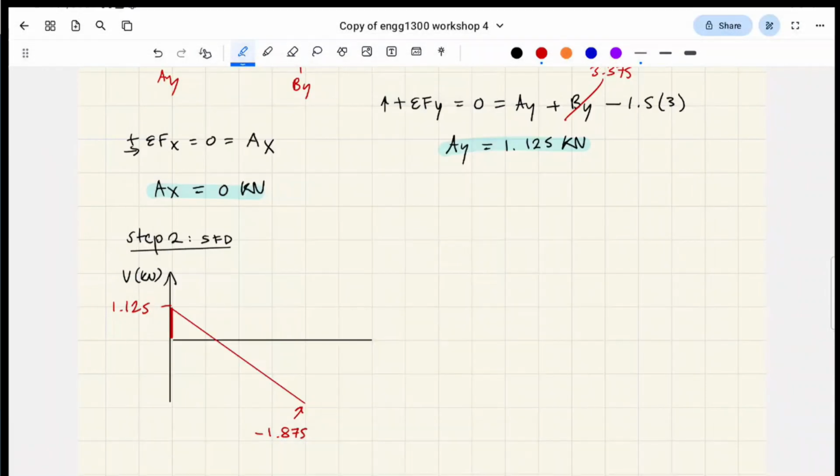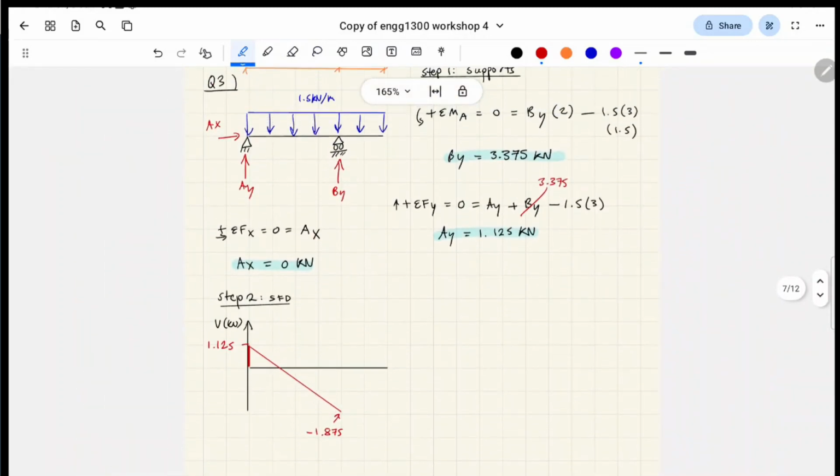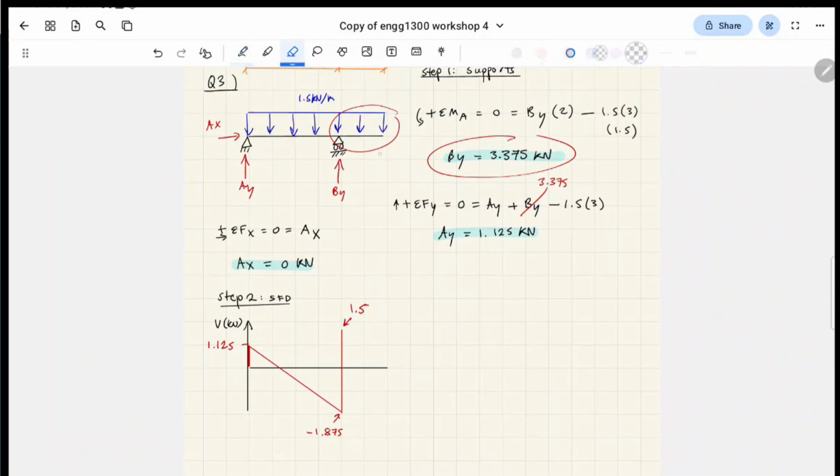Okay, and then next what happens is BY. Sorry, scrolling a lot. BY is this amount. So on your calculator, you go negative 1.875 plus BY, which is 3.375, and that brings us up to 1.5. And then there's no more discontinuities on our shear force diagram, and so it just goes down to 0.